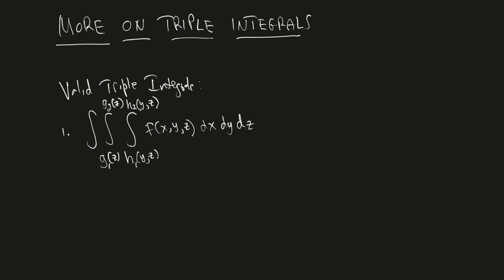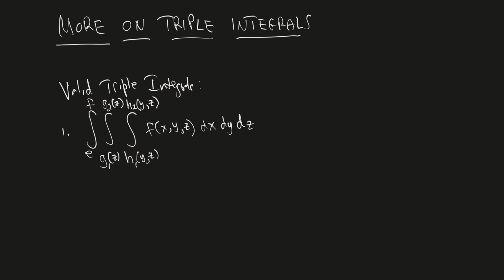So then my last integral, the function that I'll be integrating, is going to be dependent only on z. And then the last pair of limits for us is always going to be a pair of constants. So you could do something like e to f or something like that. So that's one example of a valid triple integral.